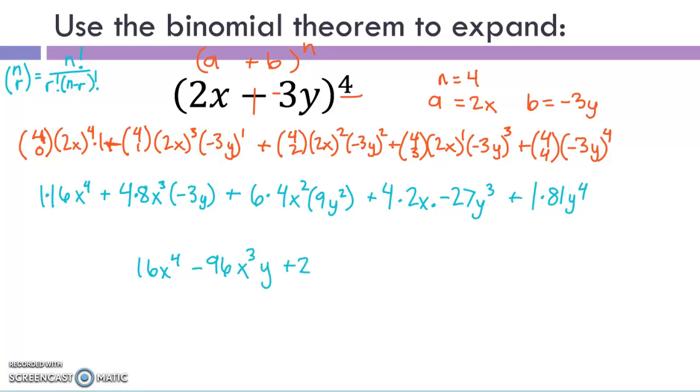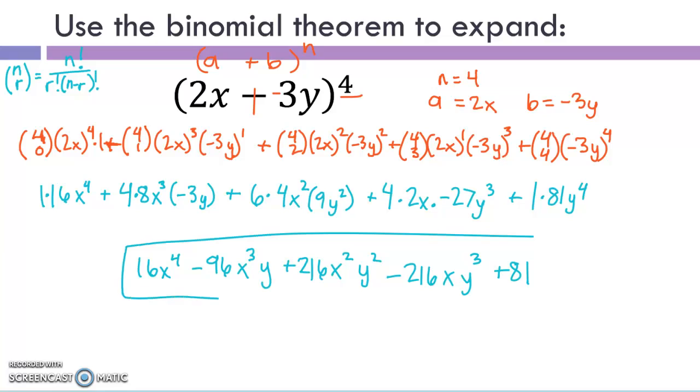plus 216x squared y squared minus 216x y cubed plus 81y to the 4th. So this is that binomial expanded all the way.